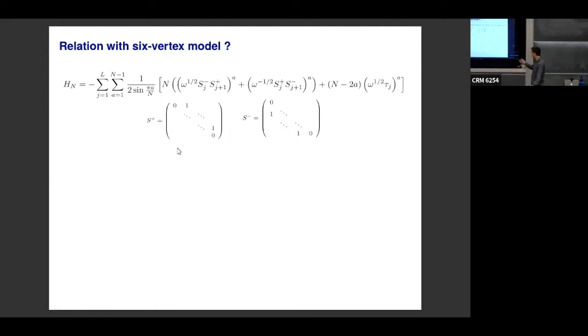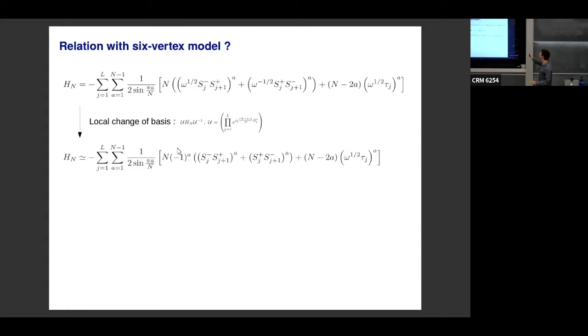Okay, fine. A small technical step: we have to make a small local change of basis on this Hamiltonian, so we will just remove these factors. It's not really important. I'm just putting an approximately equal sign here because you might have some boundary twist terms, but you can also remove them if you take L a multiple of n, so you don't really need to care about them. Let's just keep in mind that H is morally this thing.